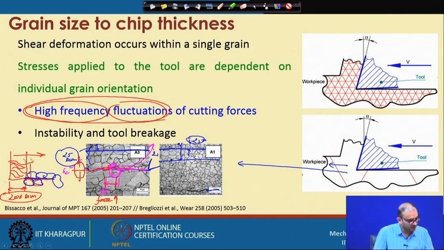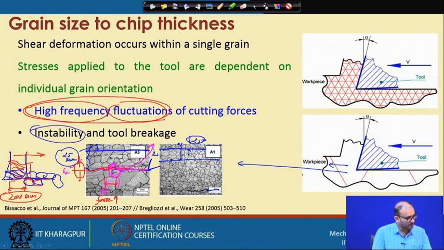At that time you will get instability. Suddenly you have to apply more force. So either your tool will bend a little bit in this direction, or it will break from this location, depending on what RPM and what feed rate you are providing for cutting this particular part. So you are getting instability.